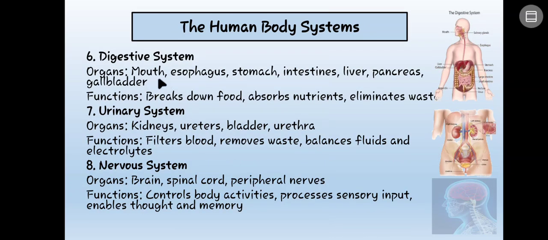Now, the digestive system. What are the organs? Some of the organs of the digestive system: we have the mouth, the esophagus, the stomach, the intestines, the large intestine, the small intestine, the liver, the pancreas, the gallbladder. There are more, but these are some of the organs of the digestive system.